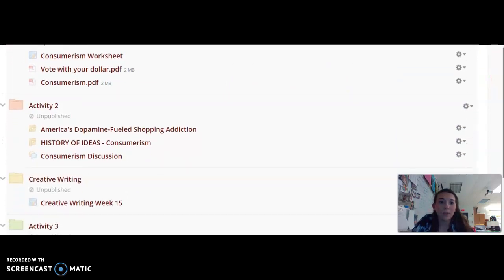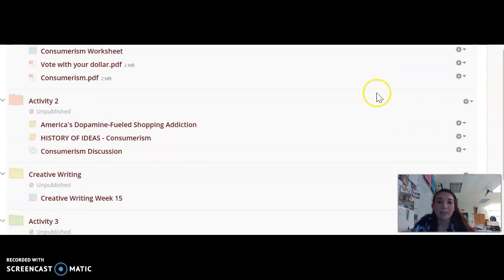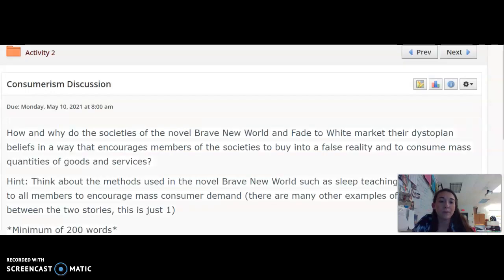Activity 2 is America's dopamine-fueled shopping addiction. So we are still looking at consumerism. These are two different Edpuzzles that focus on consumerism specifically in America, and then consumerism as far as history. There is then a consumerism discussion, which looks like this.